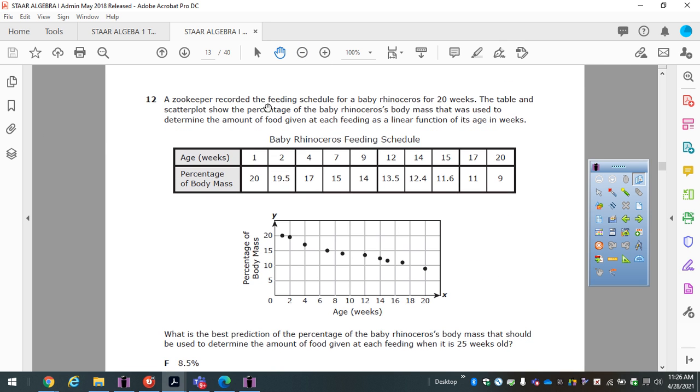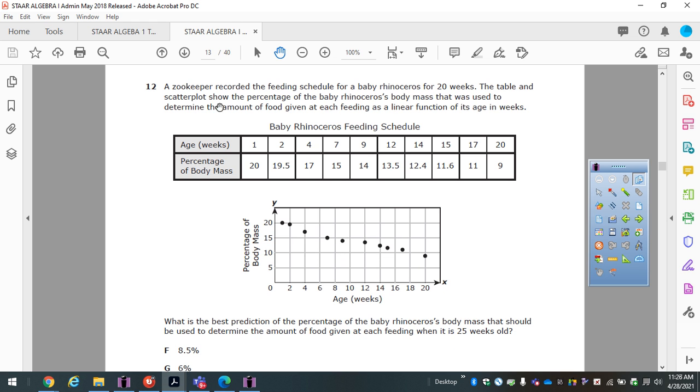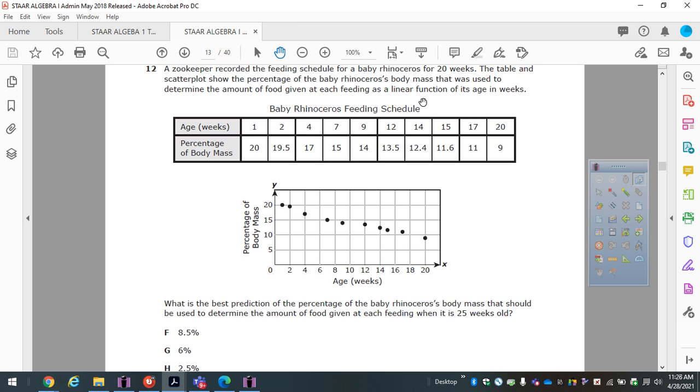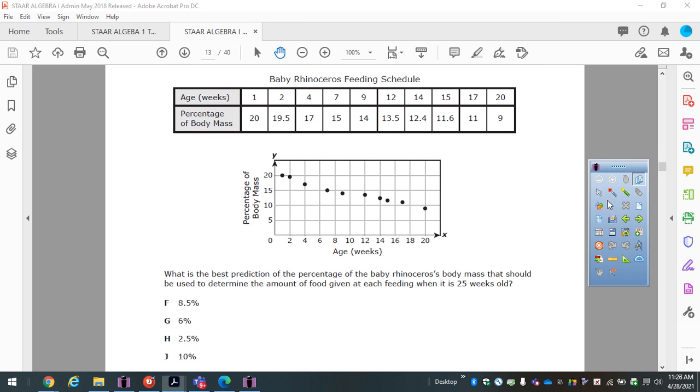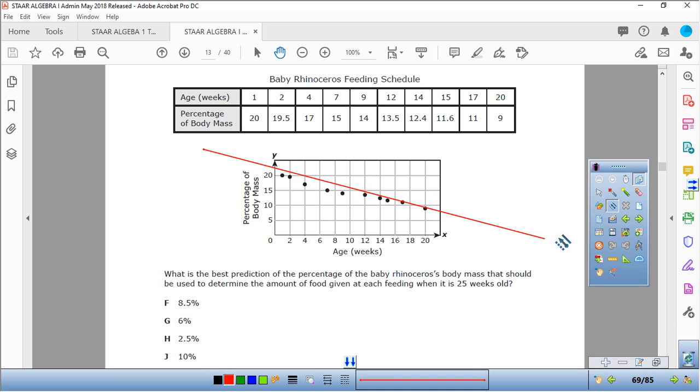Okay, so this one, a zookeeper recorded the feeding schedule of baby rhinoceroses for 20 weeks. The table scatter plot shows the percentage of average rhinoceros mass, yada, yada, yada, linear function. So basically, I want to do this. You see the information there? I want to draw a line that goes through it. Look, that's too steep. That's too high. I'm trying to make it go through it. I don't like that one. Let's go a little lower. Okay, so when you draw this line here, you kind of want it to go through some points above, and some points below.